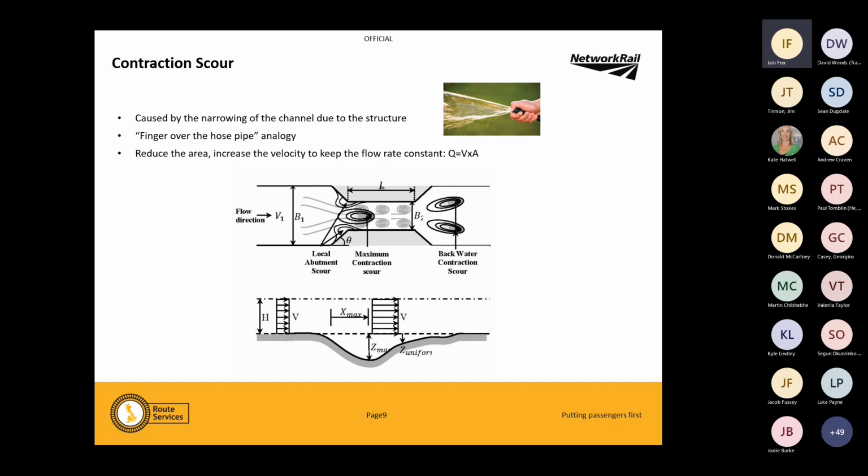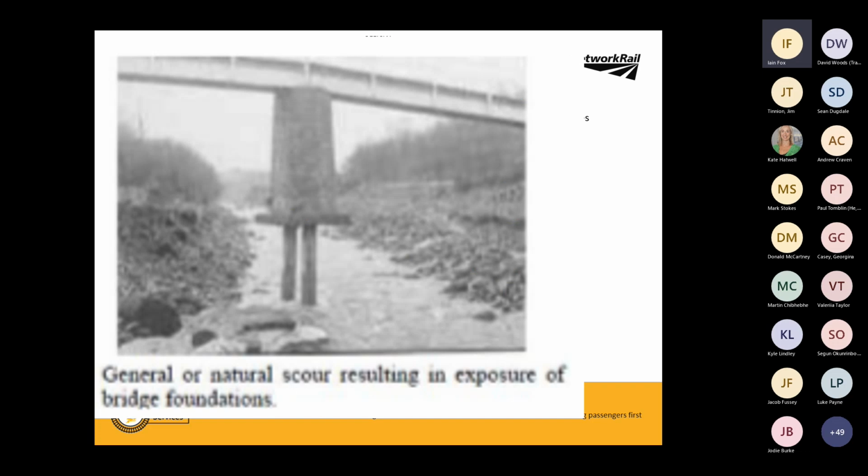A very complicated and over-engineered drawing that you don't really need to know. General scour then is something that happens, as we said, naturally. It happens all the way along. It's just a conveyor belt as it's going along, and it happens the entire length of the river.